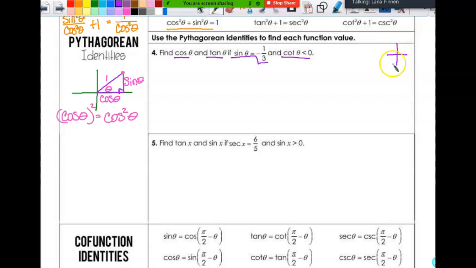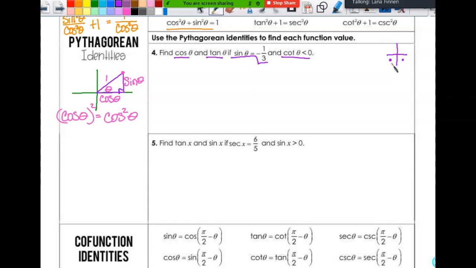So I'm going to draw my little 4 quadrants here. They're telling me that sine is negative 1/3. Which quadrants is sine negative in? The 4th and the 3rd. It's 2 quadrants that it's negative in, the 3rd and 4th.